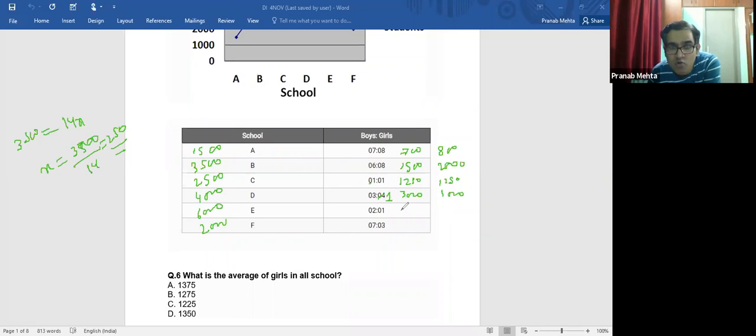All right. Now 2 and 1. 2x plus 1 is 3x. 3x is 6,000. So 1x is 2,000. So this becomes 4,000 and 2,000. All right. 7 plus 3 is 10. 10 value is 2,000. So this will become 1,400 and 600. So this is why practice is so important. So this is boys and this is girls.